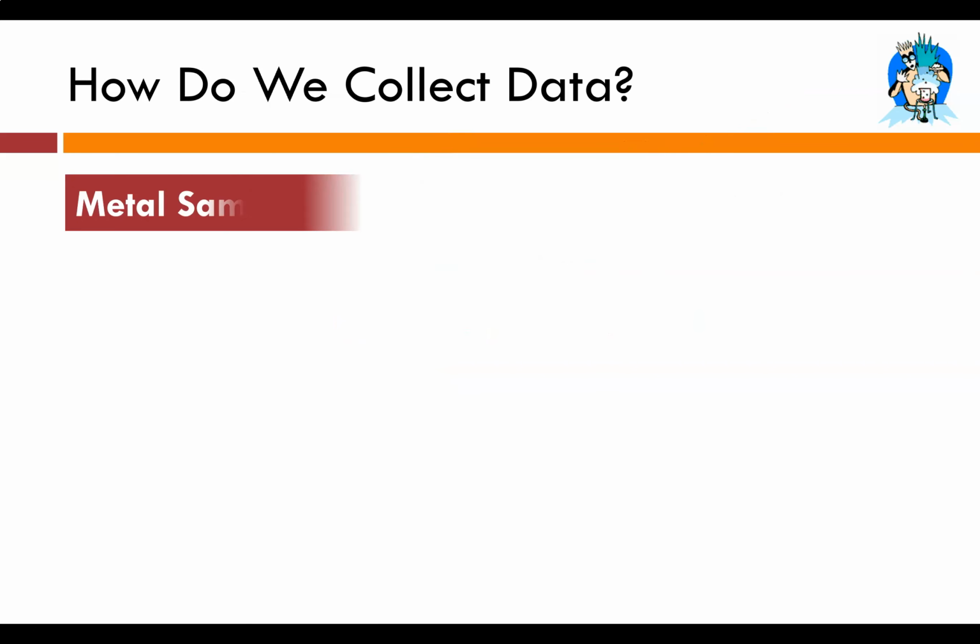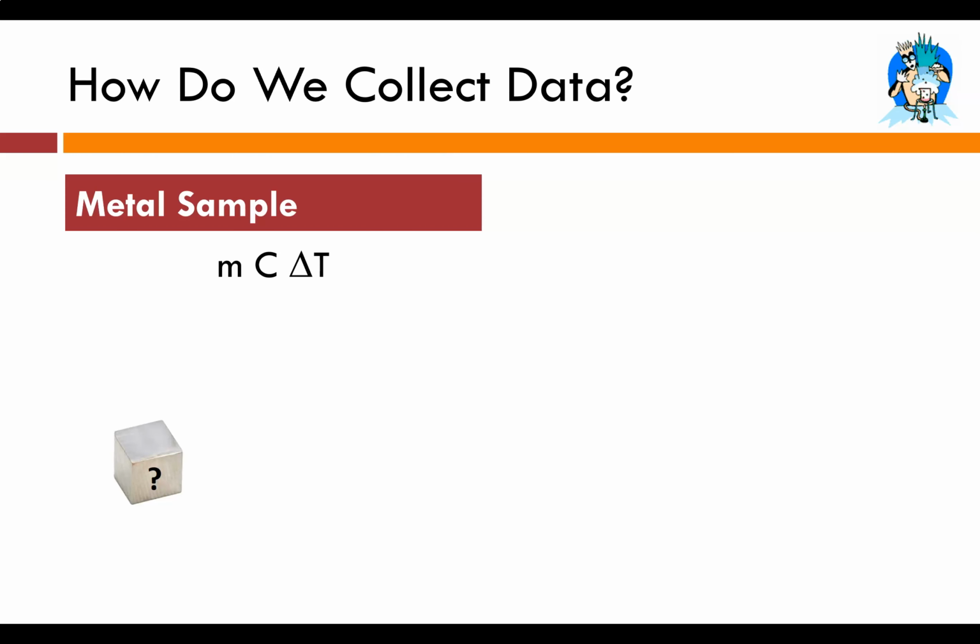How are we going to collect the data? Let's start with a metal sample, something like this. We know that we're working with mcΔT, and we're still trying to find c, so I'm going to put a little question mark over that. That is going to be our unknown. How can I find the mass? Easy. Put it on a scale.